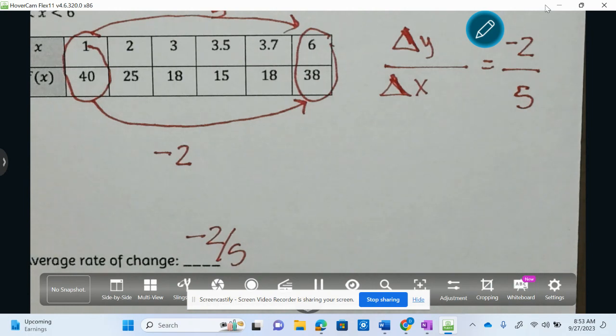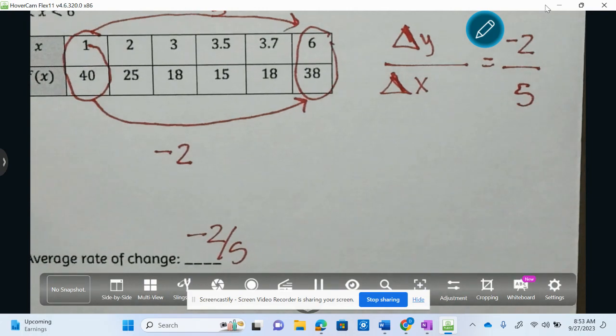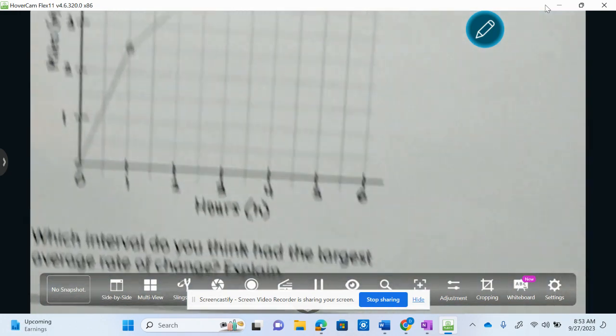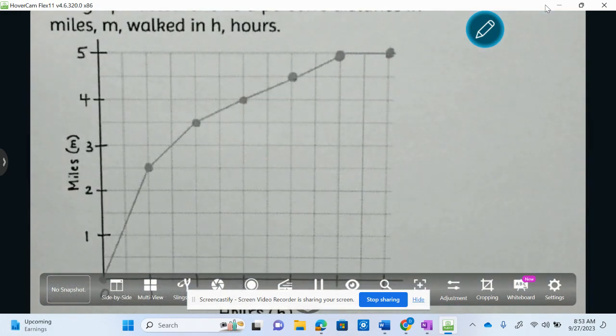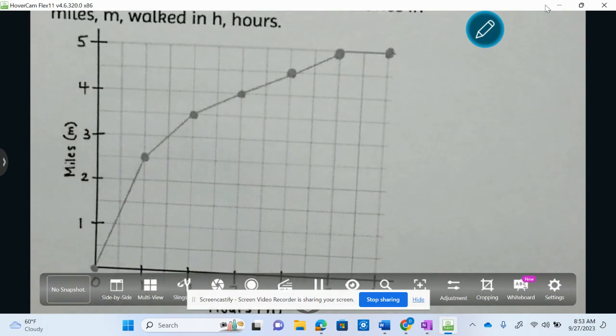Flip over. We've got a graph that we're going to look at. So this is what happens when you don't have a constant rate of change, right? We've seen tables before that don't have the same change in y over x. The slope is different for every line segment. So we're going to answer some questions.